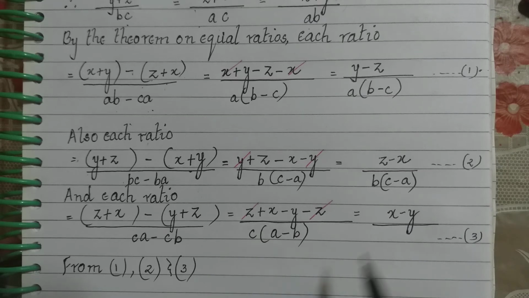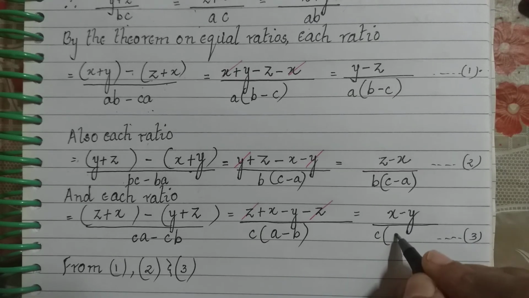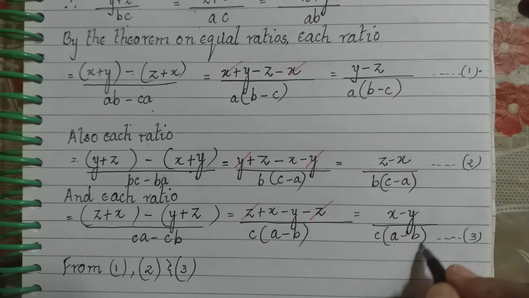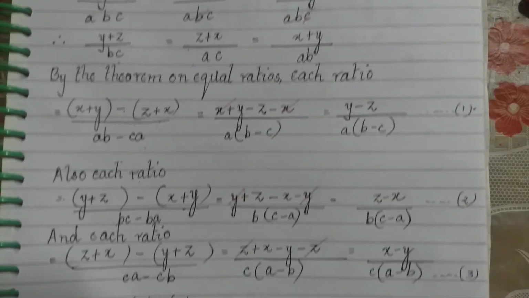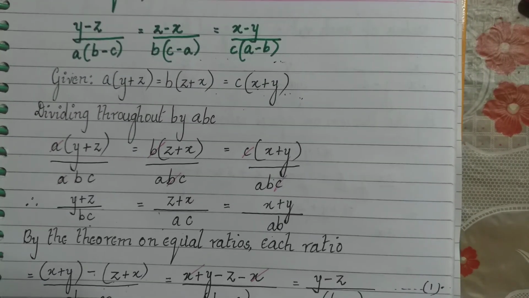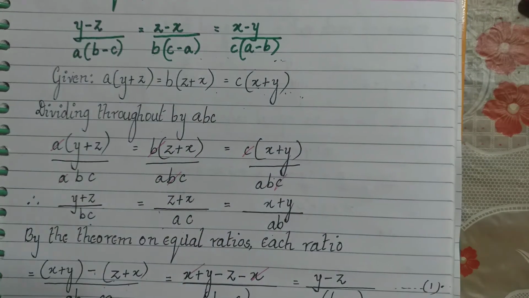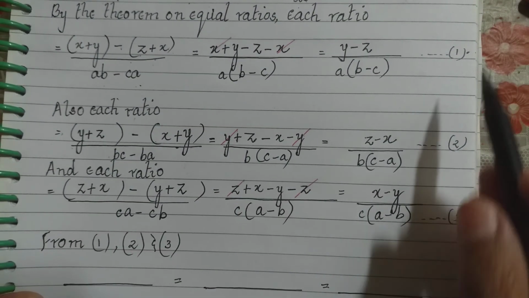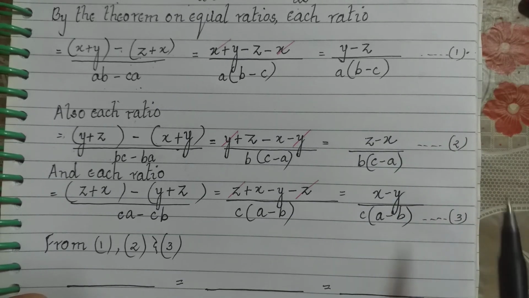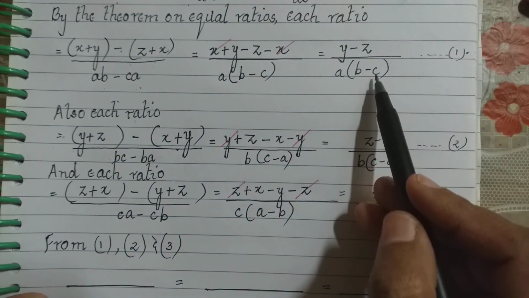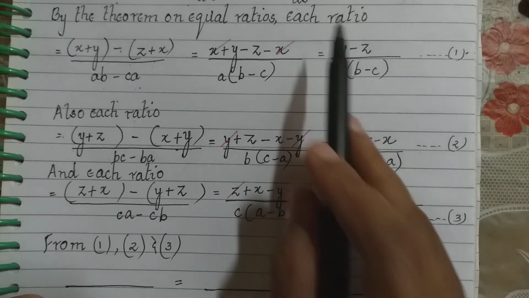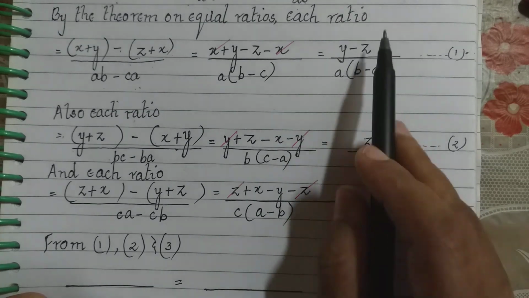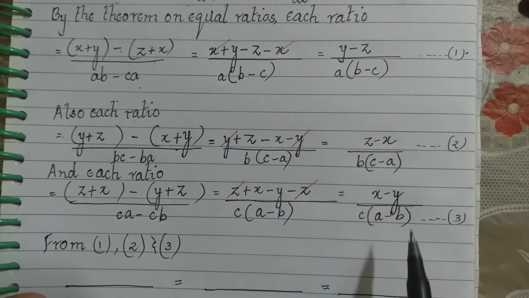And what is the denominator? c bracket a minus b. We'll see whether it is the same as what was asked. It is (x − y) upon c into (a − b). Right? That is the same. So what do we say from 1, 2 and 3? We said each ratio is this, each ratio is this, each ratio is this. So from 1, 2 and 3, can't we say all of them are equal to each other?